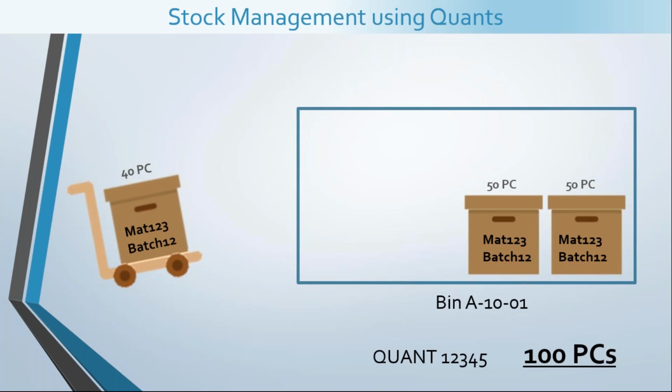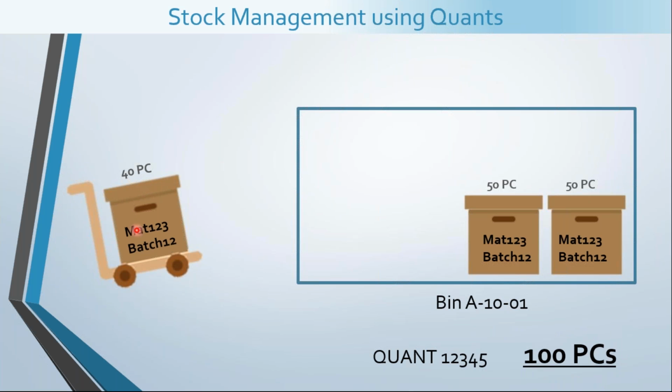Okay. Now, let's move on to stock management using quant. Of course, a very basic representation here, but I hope it would help understand the concept. Let's say we have a bin called bin A1001, and in this bin, we have two boxes of material M123. So we have material 123. There are two boxes, 50 pieces in each, and they all belong to the same batch. Okay. So because everything is the same, system doesn't create two quants. System creates one quant. Let's call it 12345, and this quant has 100 pieces in it.